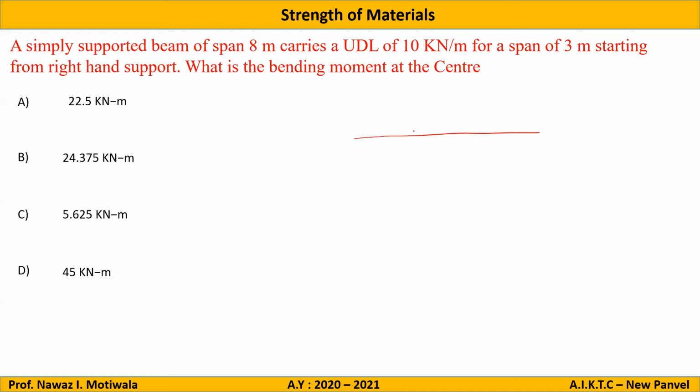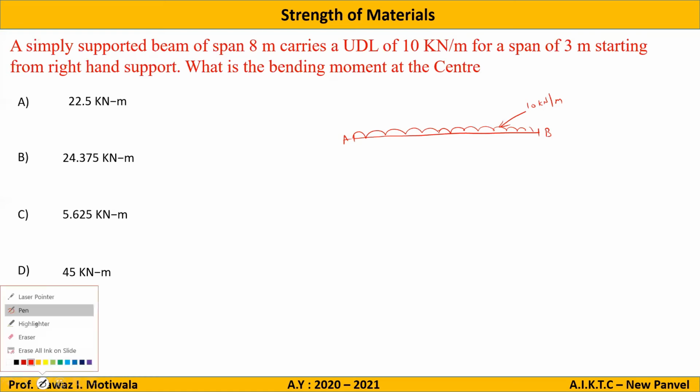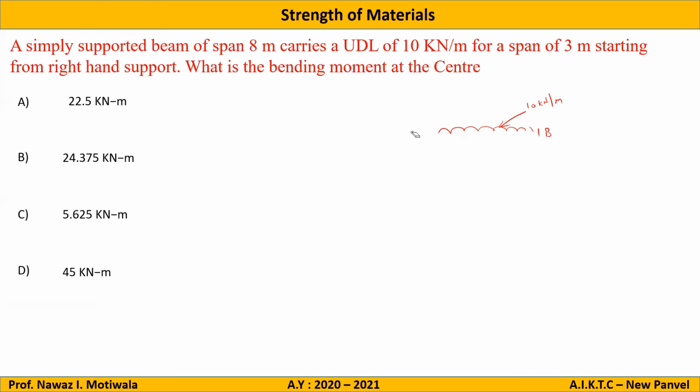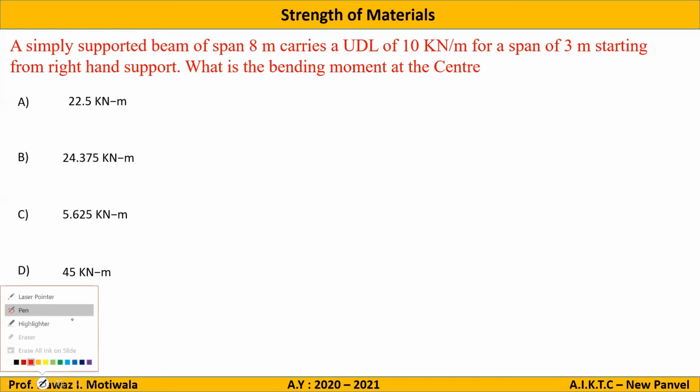Next question. A simply supported beam of span 8 meters. There is a UDL here of 10 kilonewton per meter for a span of 3 meters. No, sorry. We want to read the question again properly. So what is the thing you learned? Don't draw unless you read the question entirely.